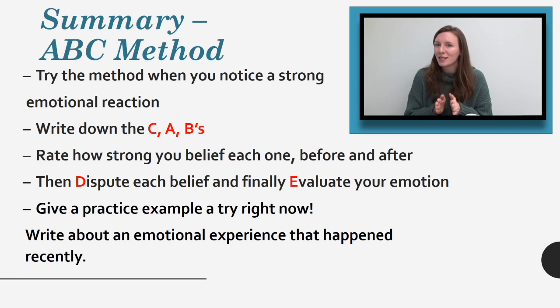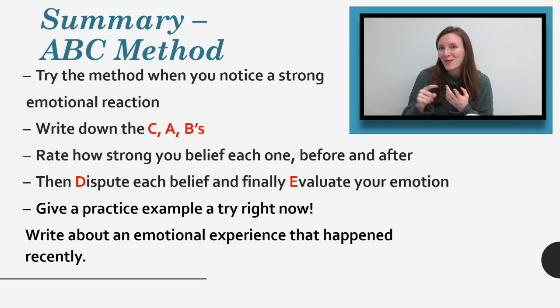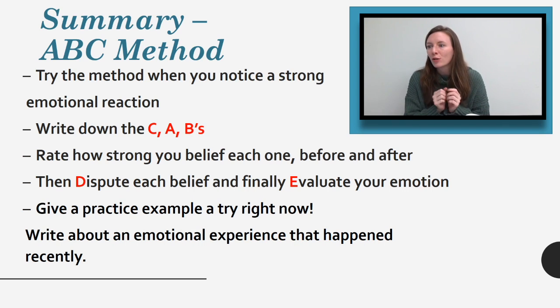Okay, to summarize the ABC method, try the method when you notice a strong emotional reaction. And write down, you start with the C, the consequence, what's the emotion, or what are the emotions, the activating event, and then the beliefs about that activating event that make you feel so strong. And then rate how strong you believe each one before and after. Then dispute each belief using some of the questions, and then evaluate your emotion afterwards. Do you still feel the same way?